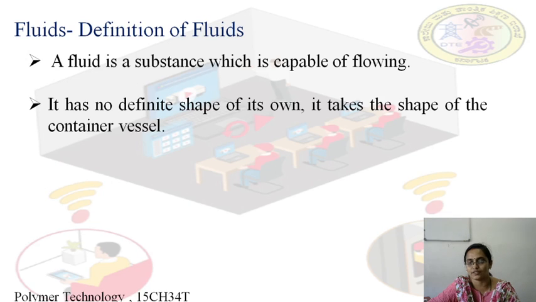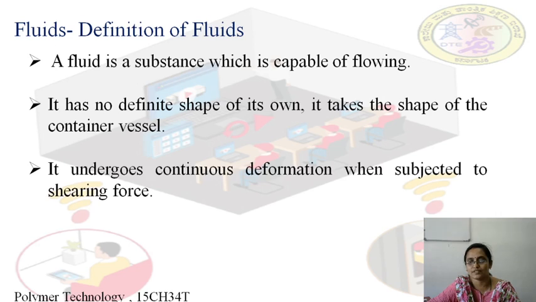If it is poured in a glass, it takes the shape of the glass. So, a fluid is a substance which takes the shape of the container vessel in which it is placed. Then it undergoes continuous deformation when subjected to shearing force. So, whenever a force is applied to a fluid, a deformation occurs to the fluid. Examples of fluids are liquids and gases.